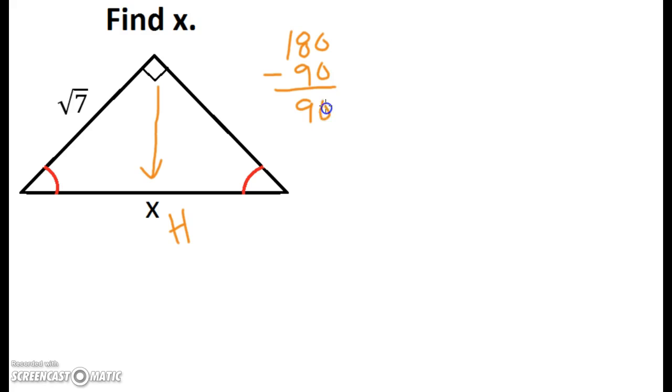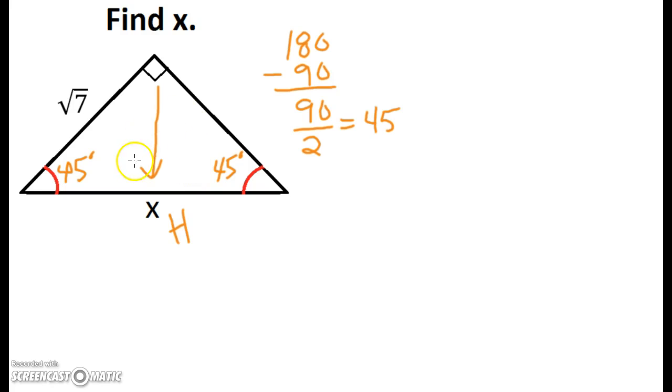So we have 90 degrees left over. That 90 degrees that's left over has to be split evenly between these two angles. So to split it evenly, you divide by 2, and 90 divided by 2 is 45 degrees. So now we know that this angle is 45 and this angle is 45. So now we actually know all of the angles of the triangle.